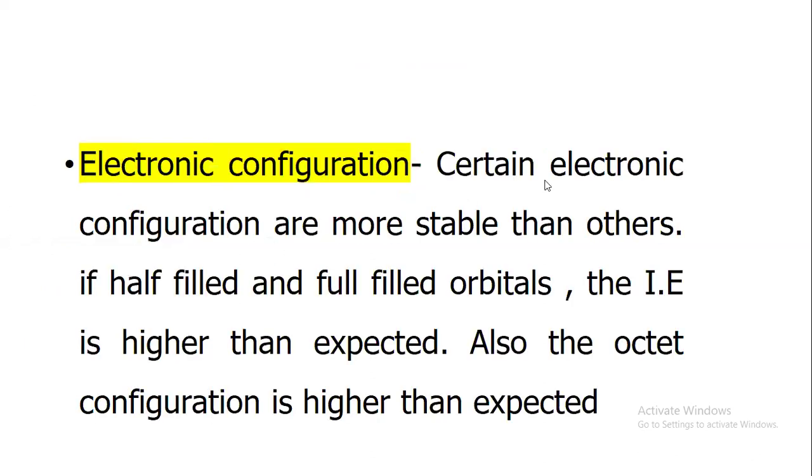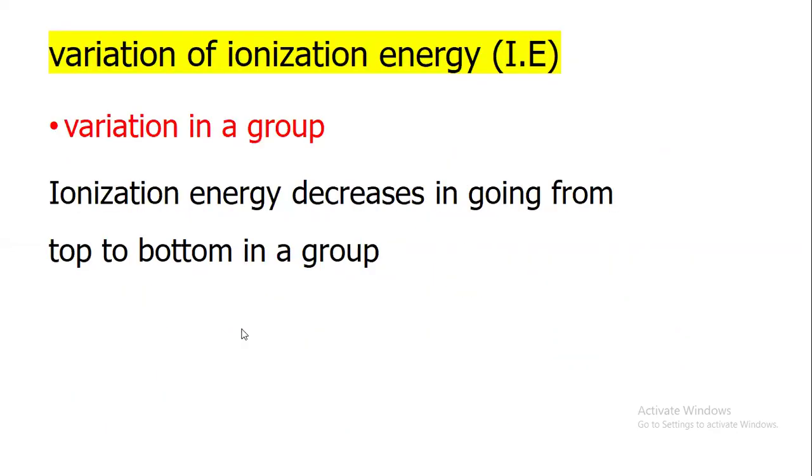Electronic configuration: certain electronic configurations are more stable than others. For half-filled and fully filled orbitals, the ionization energy is higher than expected. Also, the octet configuration gives ionization energy higher than expected.